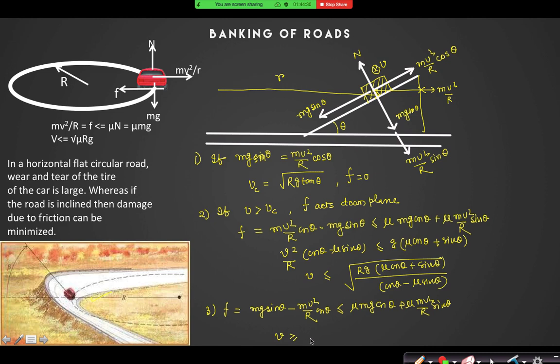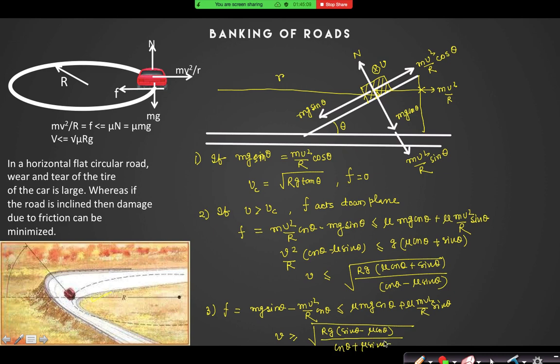So v should be greater than or equal to, you can check it, if you take v on one side, then it will be plus mu sin theta plus cos theta, and if you take g common, then it will be sin theta minus mu cos theta, right? So it will be rg into sin theta minus mu cos theta divided by mu sin theta plus cos theta, right?